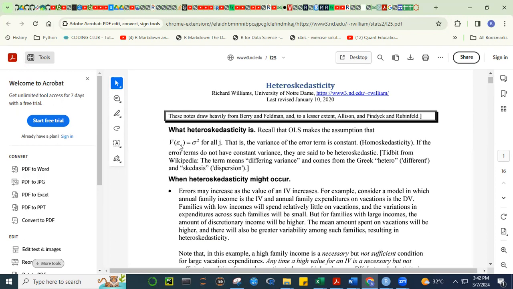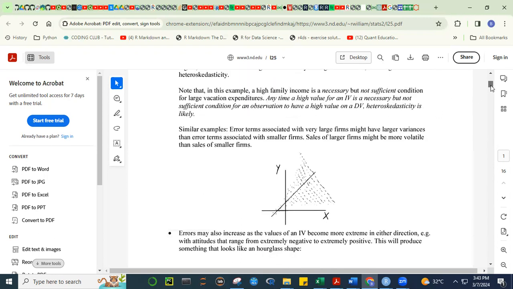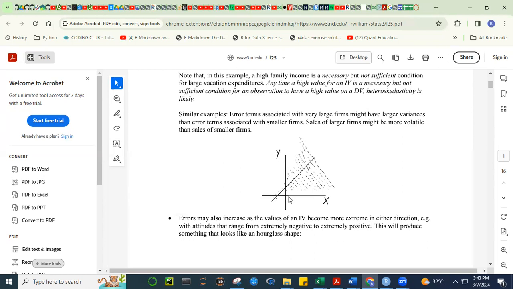So it first identifies what heteroscedasticity is, di ba? Sabi natin, dapat yung variance ng error term should be constant, sigma squared, for all j. Constant siya. If the error terms do not have a constant variance, they're said to be heteroscedastic, no? Differing variance. Okay? Skedasis is dispersion or yung spread. Okay, so ina-explain niya when scedasticity might occur. Errors may increase as the value of the IV increases. Lumalaki yung IV, independent variable, lumalaki din yung residuals. Okay? And it will look like this. As your independent variable increases, the residuals will also increase.